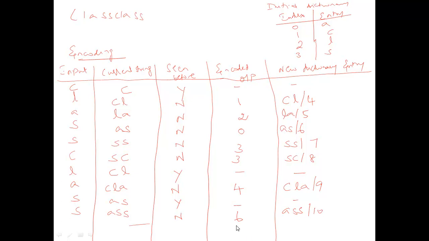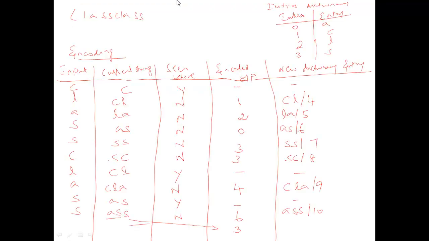And you cannot stop with this because you have encoded only till AS. This S needs to be encoded separately. So this S is in the entry 3. So you have to write like this. Okay. So CLASS is the message we want to transmit, which is encoded as 1, 2, 0, 3, 3, 4, 6 and 3. Okay. So the receiver will be receiving only this encoded message.